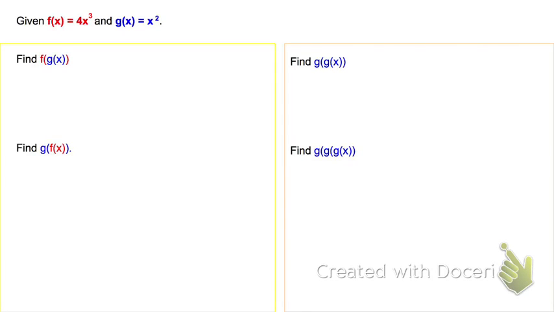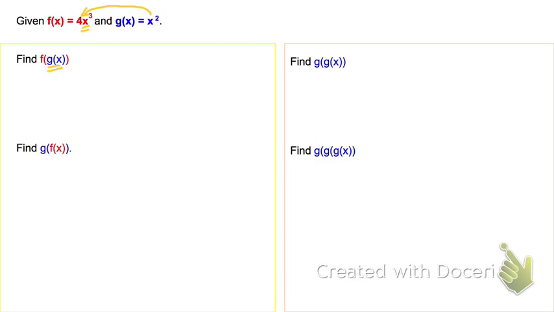So here we're given the function f of x and g of x, and we're going to make compositions of these functions. So let's take the first one. What this is saying is we substitute g of x inside of f of x. So wherever there's an x in f of x, we're going to put whatever g of x is inside that.